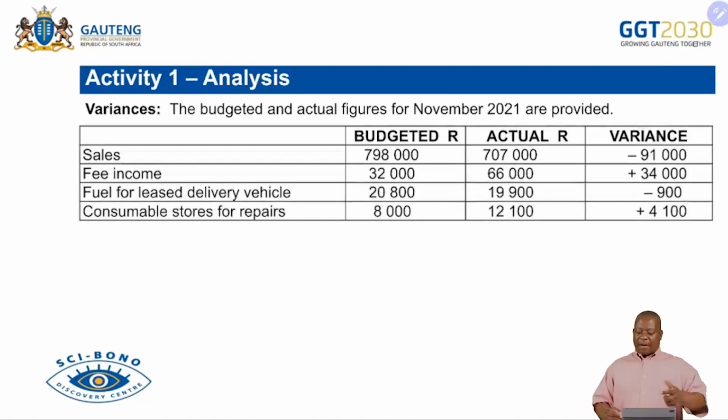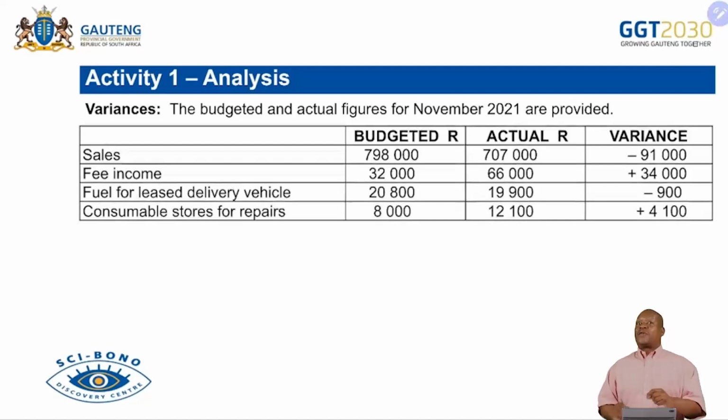Now let's move on to fee income. Fee income, remember, is income coming from repairs. And we are using our consumable stores to repair. So what does that mean now? We had budgeted to say, after using 8,000 of our consumables, we are going to get a fee income of 32,000. 8,000 contributing towards 32,000.